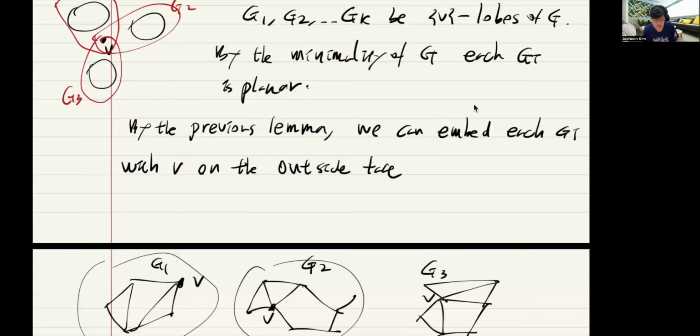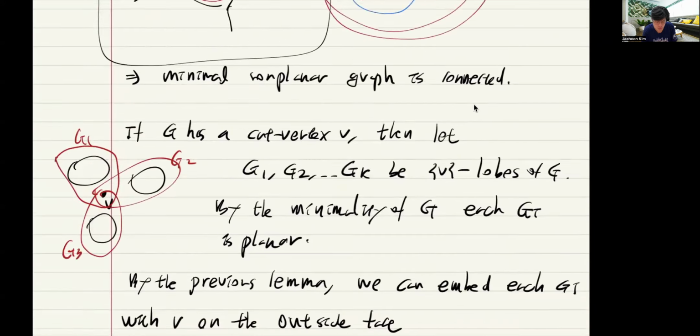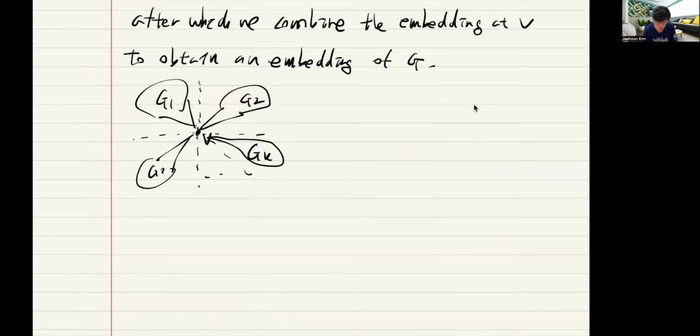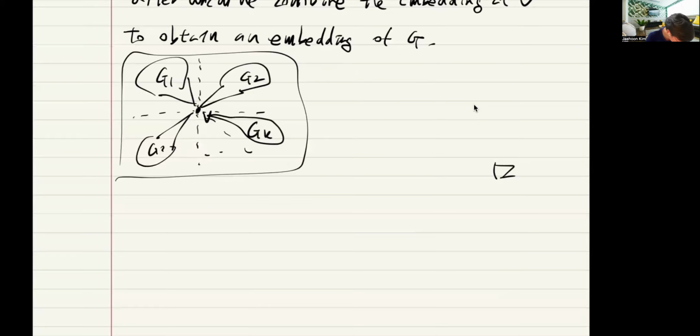So this shows that if there is a couple text, then it's not a minimal planar graph. So we just show how to embed it on the plane. That proves that every minimal non-planar graph is two-connected. Okay. Later, when we show the Kuratowski theorem, we want to show that the minimal counterexample must be 3-connected.